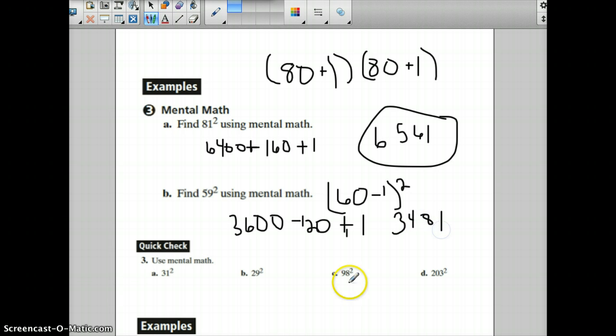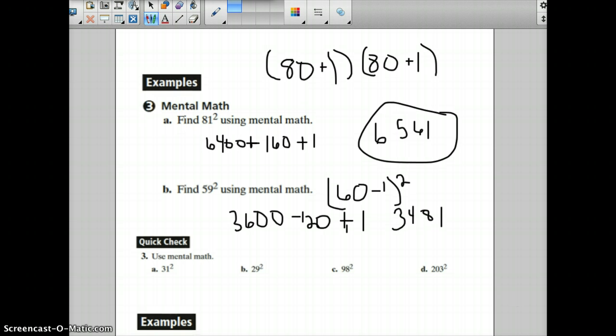Go ahead and try a couple of these in your head or quickly scratch them down on paper and see if you can get them, and then check them with your calculator.